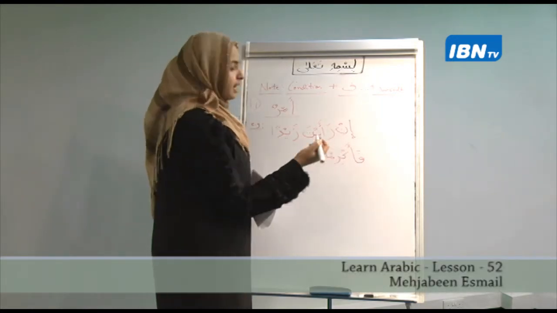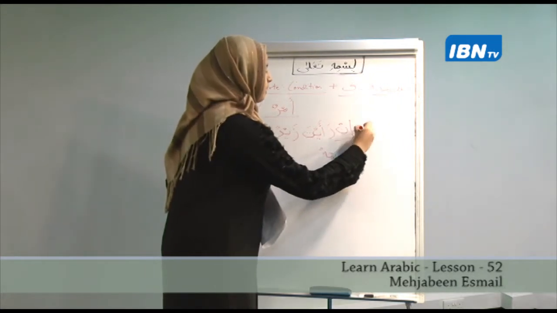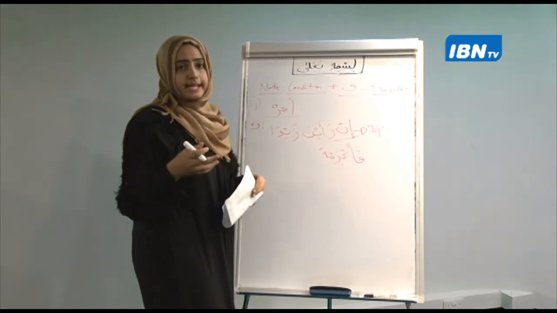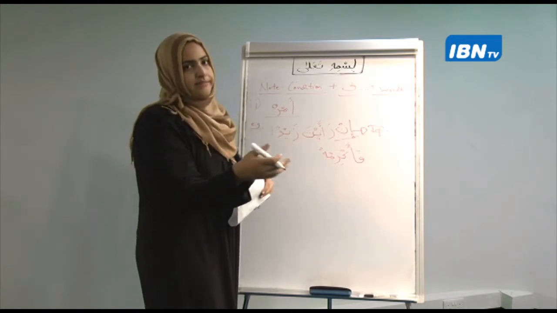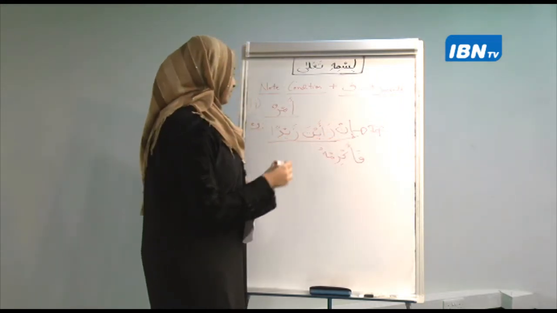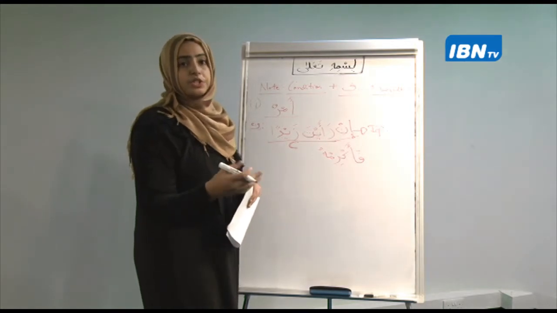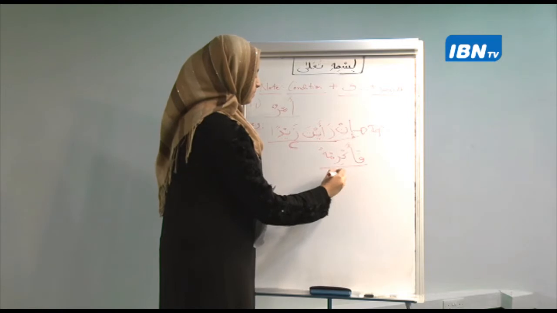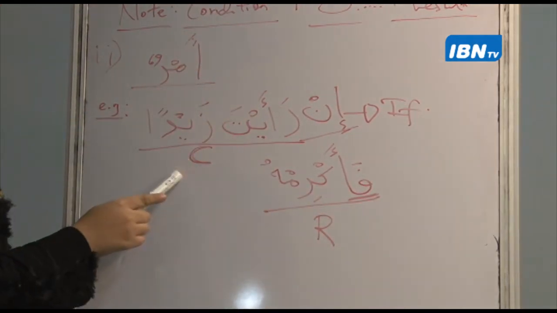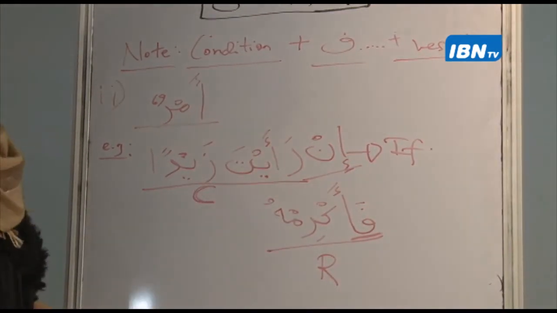Here again you notice what my particle of jazm is. My particle of jazm is if, that is in. And of course, what is my condition? My condition is if you see Zaid. If you don't see him, then it's not a problem. So in ra'ayta zayda, this is my condition. What is the result? فَأَكْرِمْهُ, treat him hospitably. This is my result. Where is the fa? The fa is in the middle. I have my condition there, then followed by my fa, then finally I have my result.